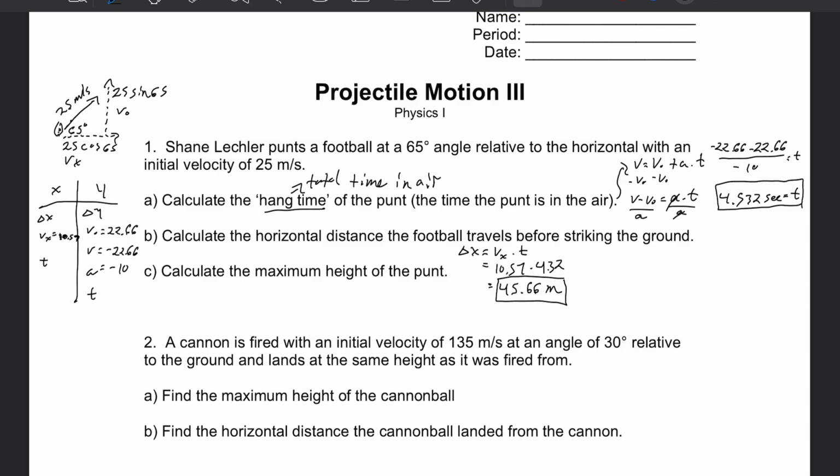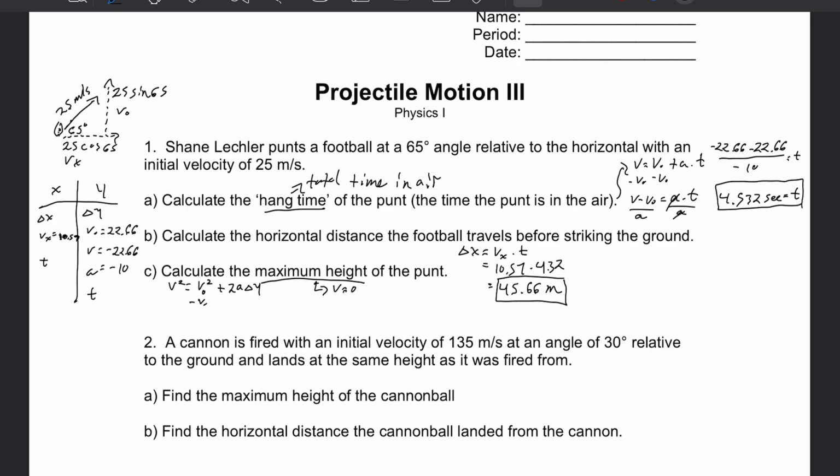Calculate the maximum height of the punt. The maximum height of the punt, what do we know about that? Well, we know it's going up at positive 22.66 meters per second with an acceleration down of -10 meters per second squared. At that highest point, what do we know? We know that the final vertical velocity goes to 0. So if the final vertical velocity at the maximum height is 0, and the initial is 22.66, and acceleration is -10, we're solving for delta y.